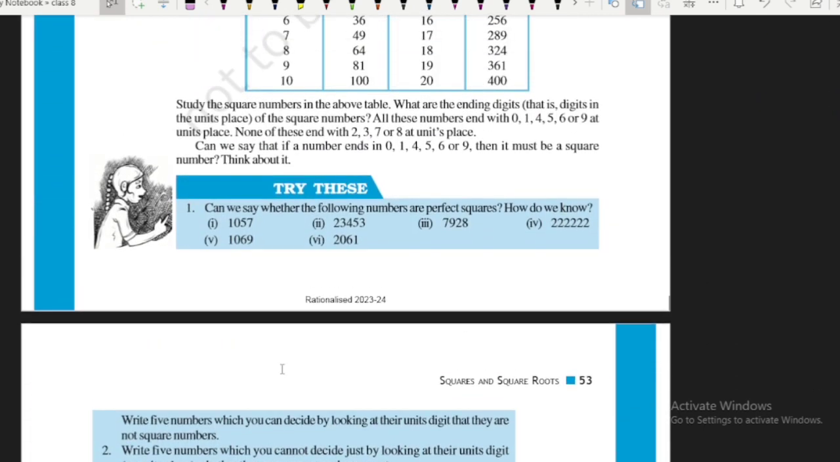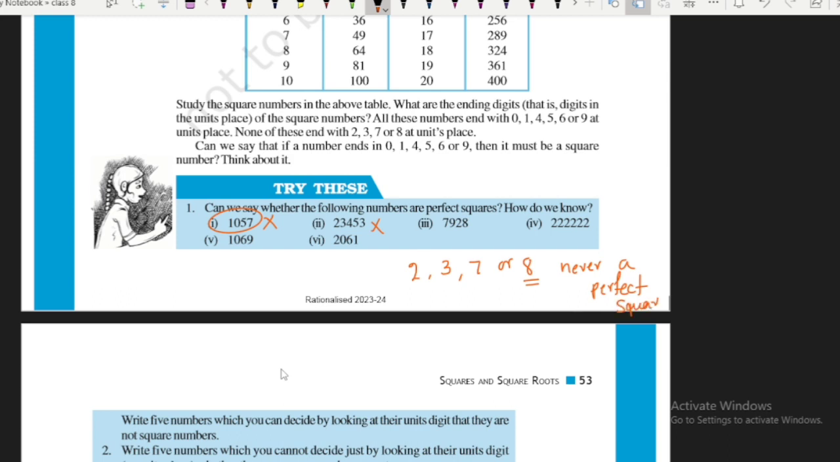You can see here, try these sums. Can we say whether the following numbers are perfect squares? How do you know? Can you say 1057 is a perfect square number? It is not, because it is ending with 7. Okay, it is not a perfect square. What about the next one, 23,453? Is it a perfect square? No, because if a number is ending with 2, 3, 7 or 8, it is never a perfect square.